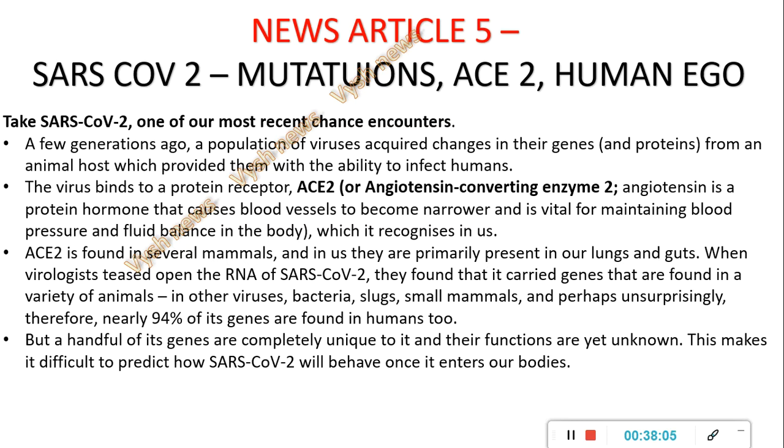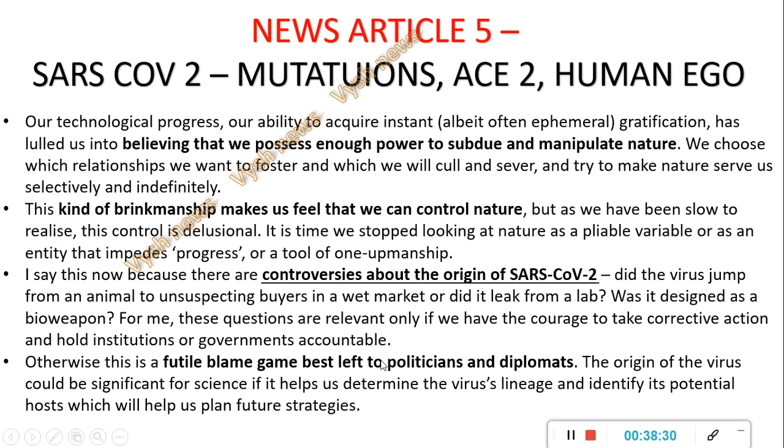So when virologists test it, they open this virus, as I told, and they find it carries most of the genes which are already there in all these things: virus, bacteria, mammals. Everyone has surprisingly the same, 94% are the same, but there are some which are completely unique, whose functions we don't know, and that is what is making it difficult to predict what will happen when one person is affected with COVID-19. How it behaves when it enters our body, we cannot say.